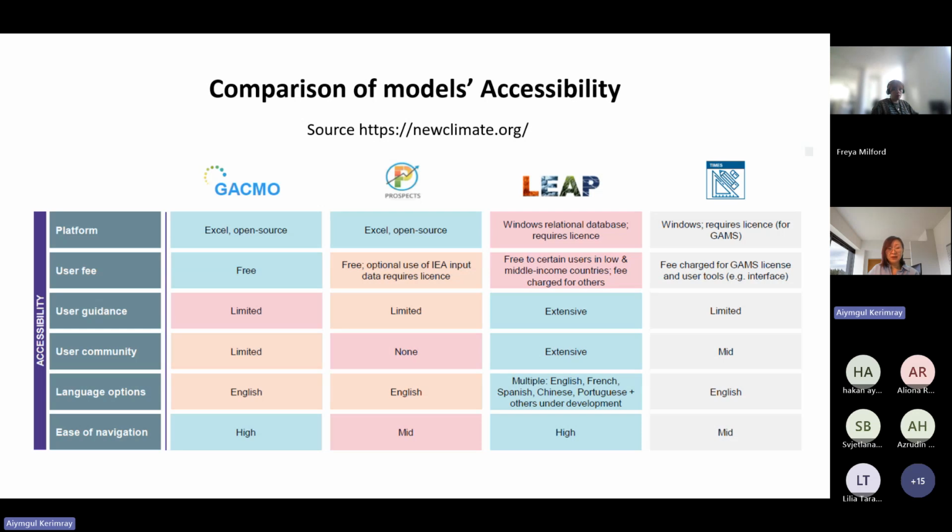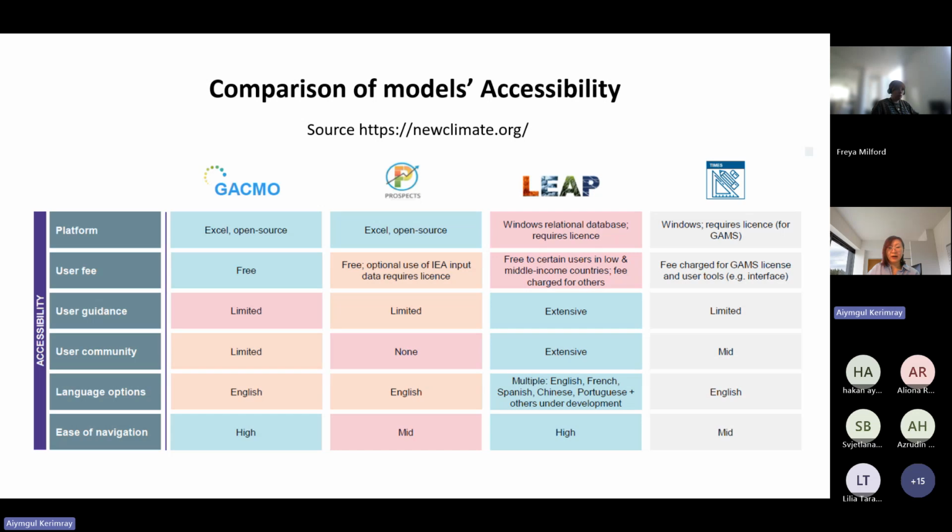In terms of accessibility, GASMO and Prospects are Excel-based. LEAP is a Windows-related software with a database, and TIMES is Windows-based, and it requires a license. In terms of the availability, GASMO and LEAP are free tools. LEAP is free for low and middle income countries, and it's charged for all other countries. TIMES is not available for free, so there is a need to purchase a license for TIMES for all countries.